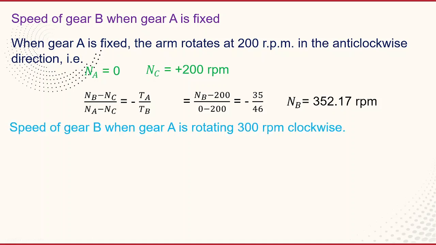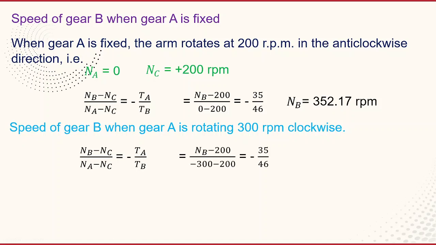Now the speed of gear B when gear A is rotating at 300 rpm clockwise instead of being fixed, the second condition. Then you can use the same formula, NB minus NC by NA minus NC is equal to minus TA by TB. Substitute the data: NA is minus 300 because clockwise is negative, and NC is 200. Now simplify and you can obtain NB. NB is equal to 580.43 rpm.